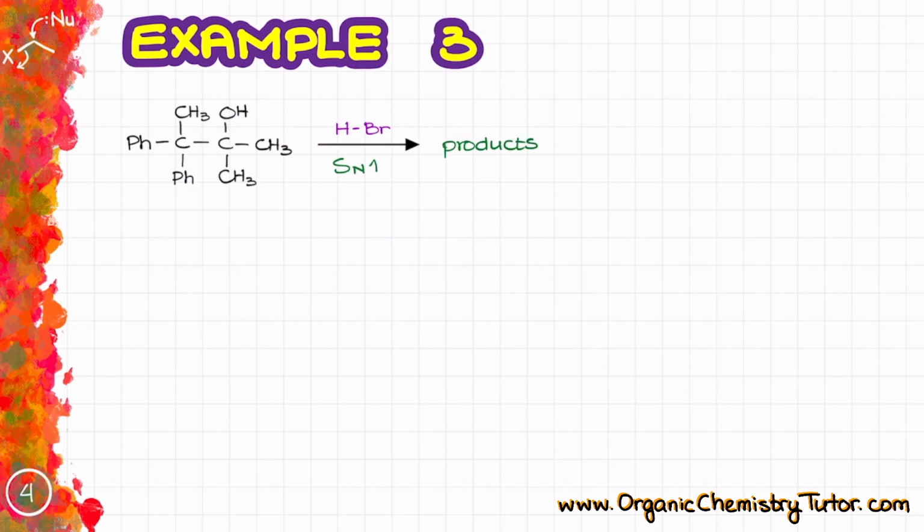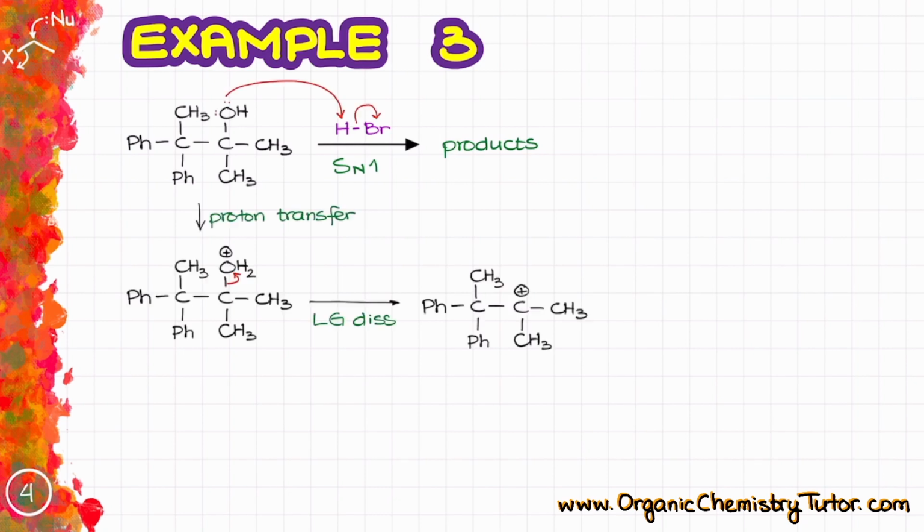Here is another fun example. So again, I am not giving any products here, so we will have to work through the mechanism and decide for ourselves what sort of a product we're going to get. And the first step is going to be the protonation, the simple proton transfer from the strong acid that we have here, followed by the leaving group dissociation, giving us the carbocation.